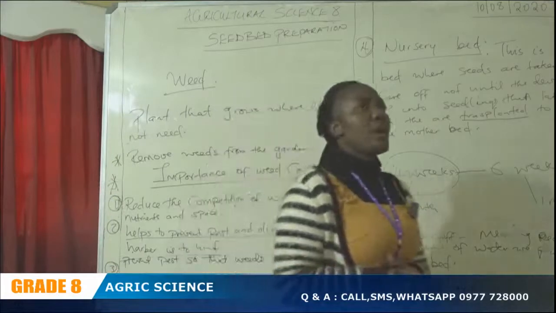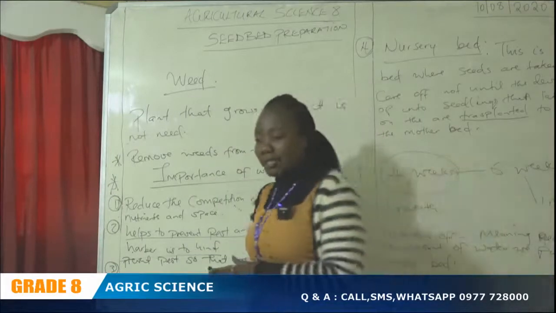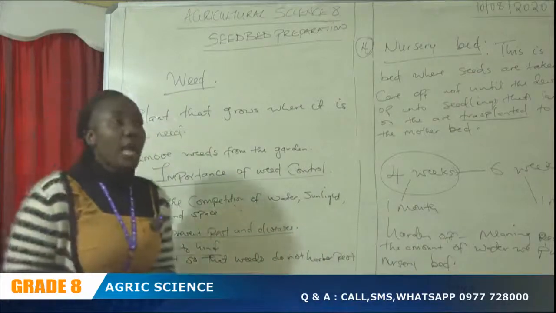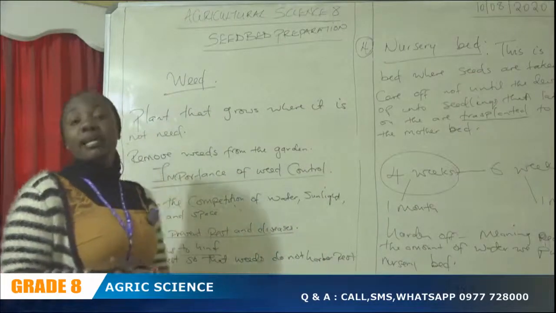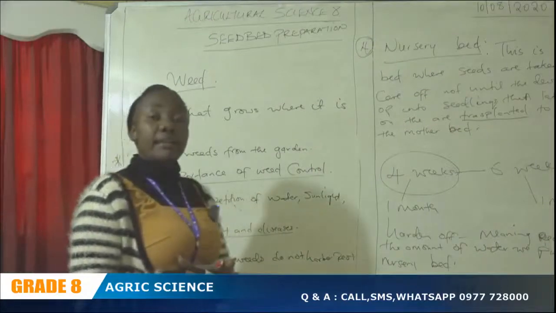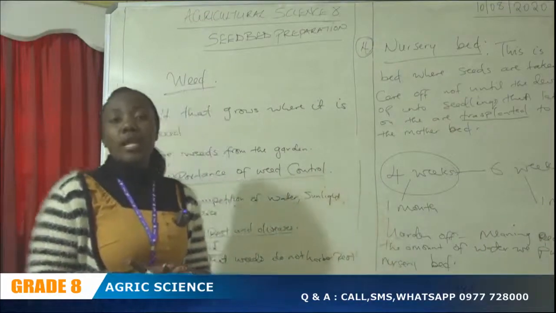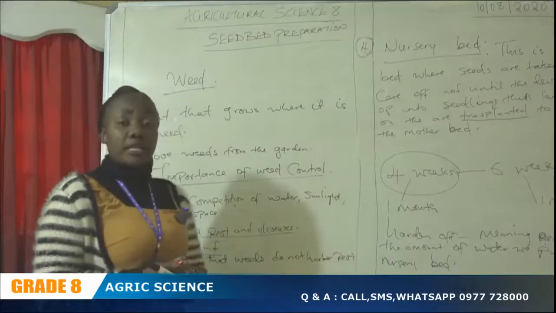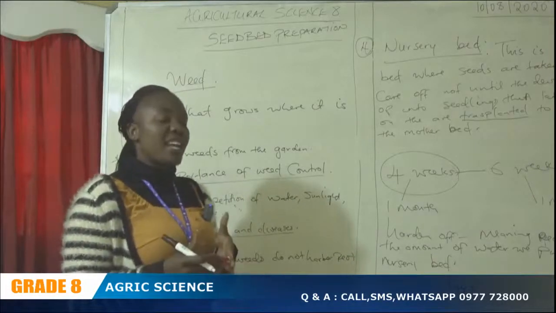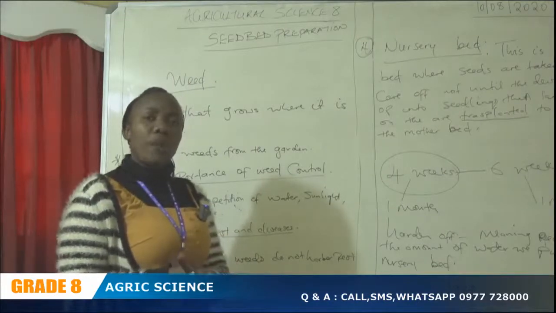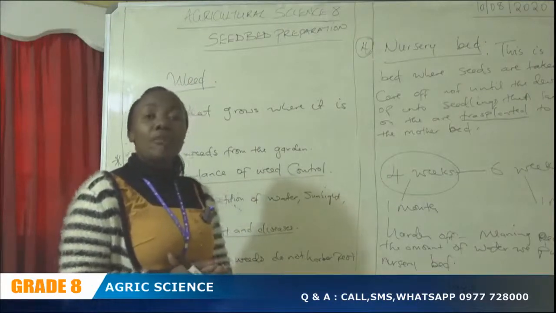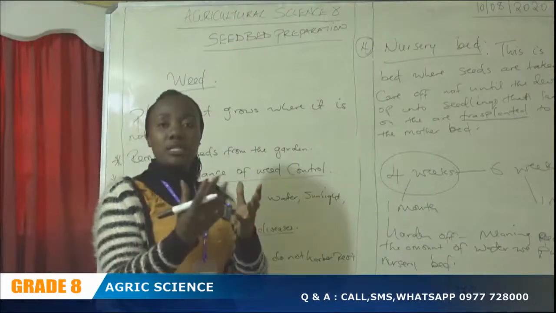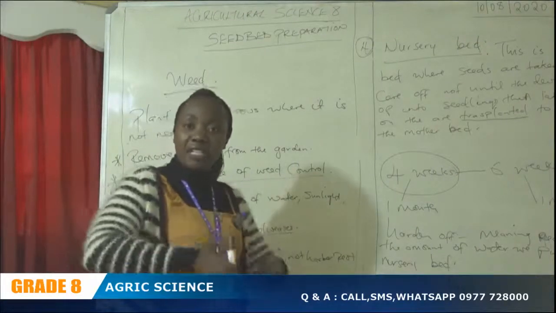I have a garden where I've grown my crops, and in that garden there are weeds. Imagine I want to aerate my garden using a garden fork. A garden fork is a hand tool that is used for aerating the soil. Now imagine in that garden there are weeds. What will happen to my garden fork? My garden fork will be entangled, meaning the weeds will be disturbing me as I'm aerating the soil.